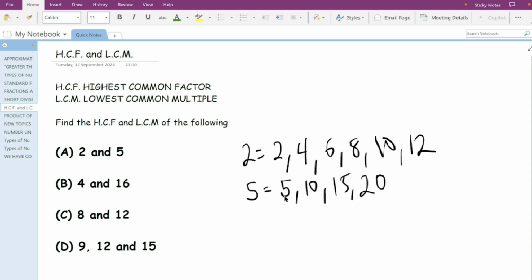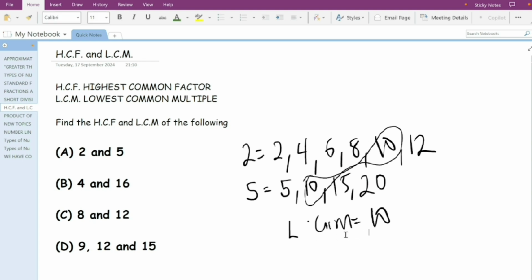Let's take the first multiple of 5. Is there any 5 in the multiples of 2? No. The next multiple of 5 is 10. We have 10 as the second multiple of 5, and we also have it as a multiple of 2. So this is the first common multiple of 5 and 2, which is also regarded as the lowest common multiple. Our LCM of 2 and 5 is 10.